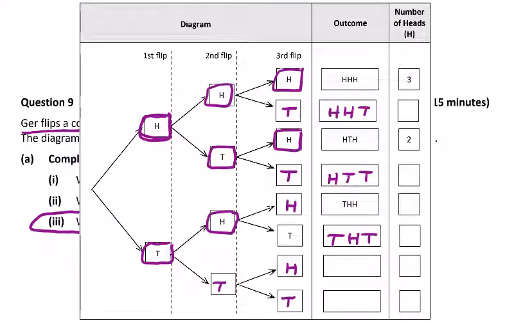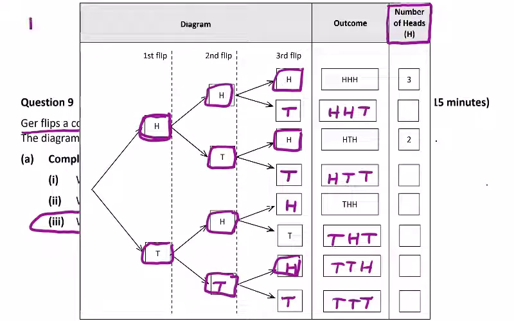Then we're on this one, TTH. And then TTT down the bottom. Good revision for the first year exam. This question normally comes up. So the number of heads, it's quite specific here. The number of heads we're asked for.